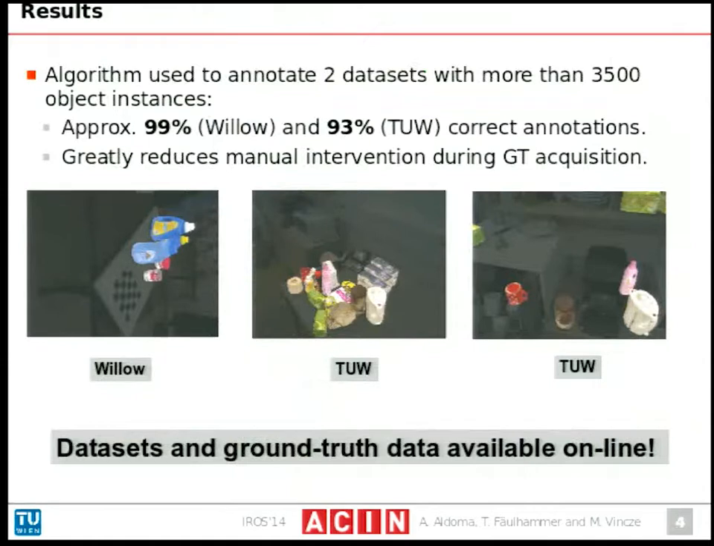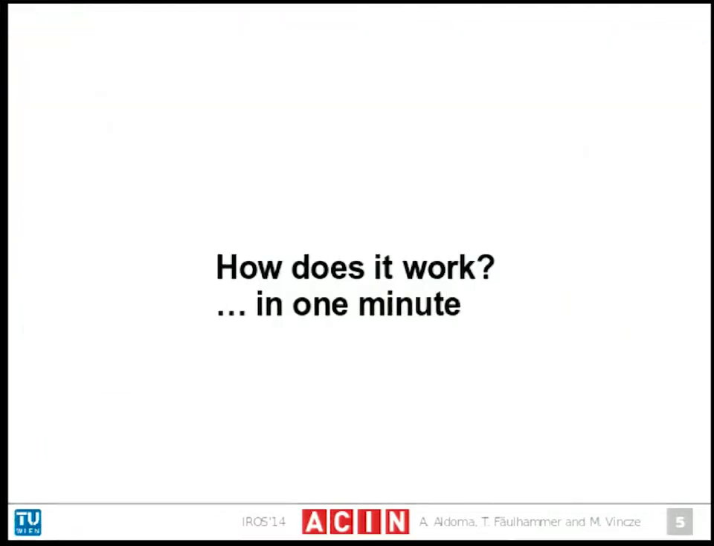We used this algorithm to annotate two datasets with more than 3,500 object instances, and the results were quite good. In particular, for the Willow dataset, we were able to annotate 99% of the object instances, and for the more challenging TUW dataset, we were able to annotate 93% of the objects. So how does this method work in about 1 minute?